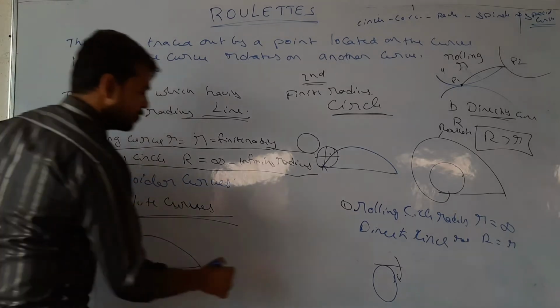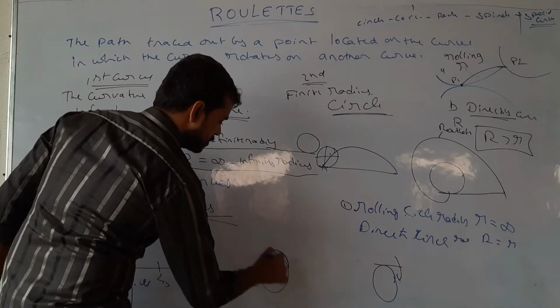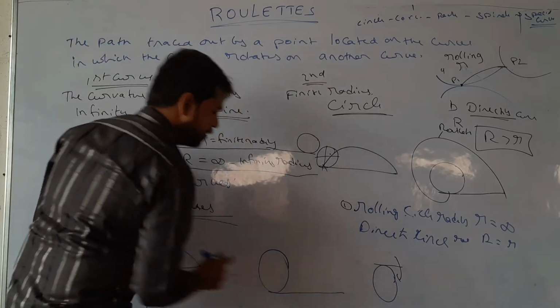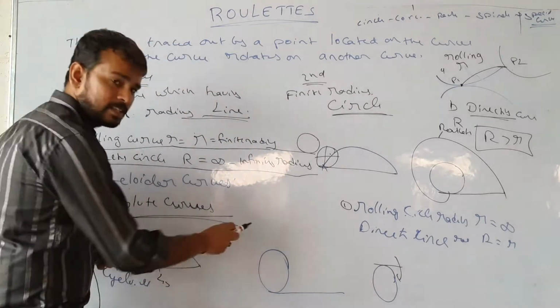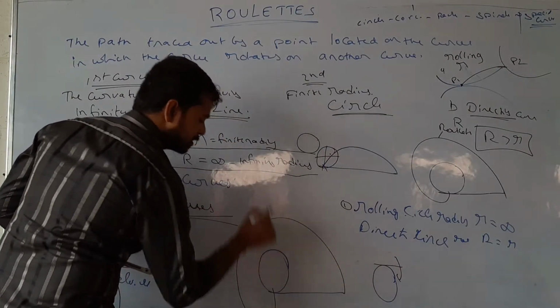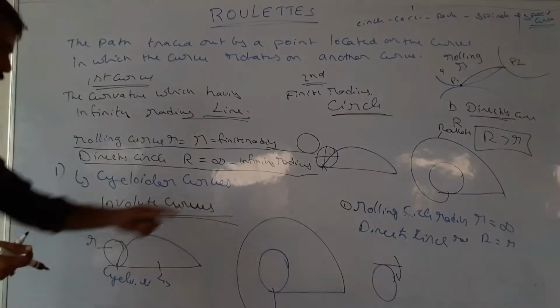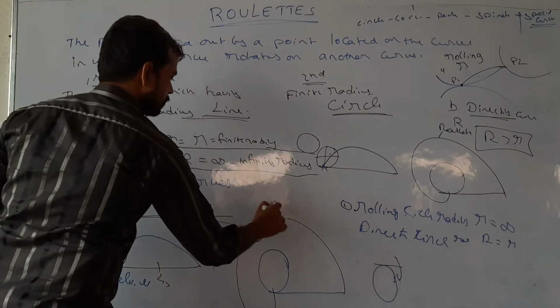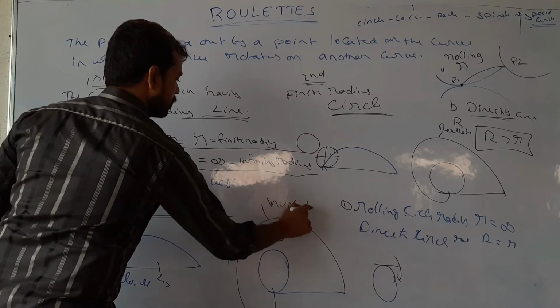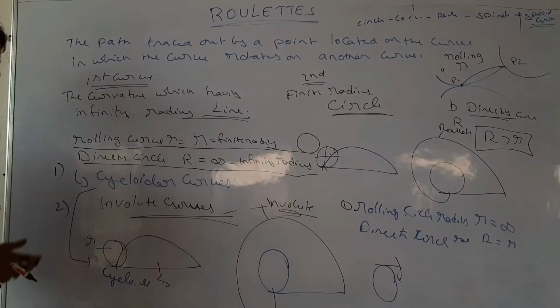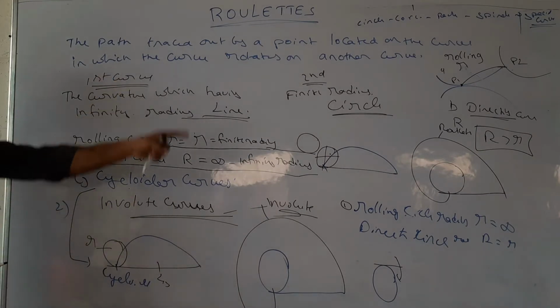If this is reversed, this is the circle and this is the line, then what will happen? On this circle, this line will rotate. It will come like this. So this is an involute. This condition is the involute. This is the second condition and this is the first condition. Very, very important, the most important topics in roulettes.